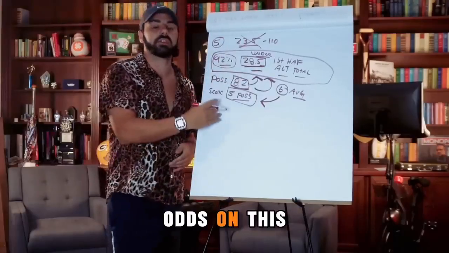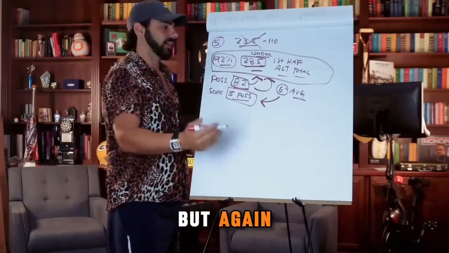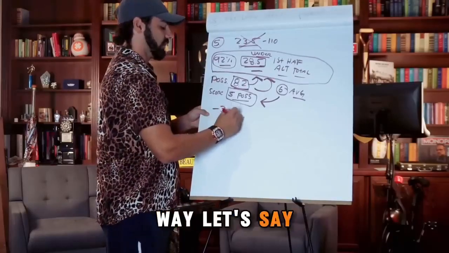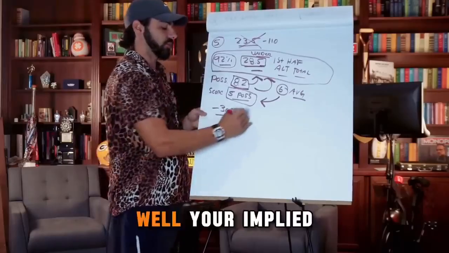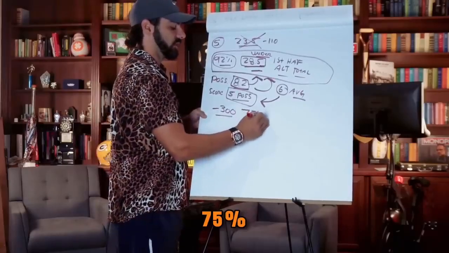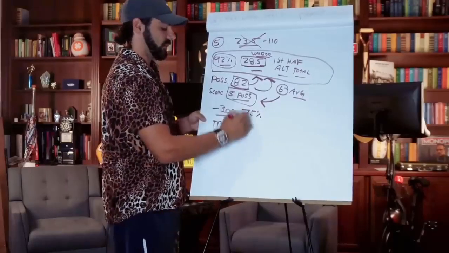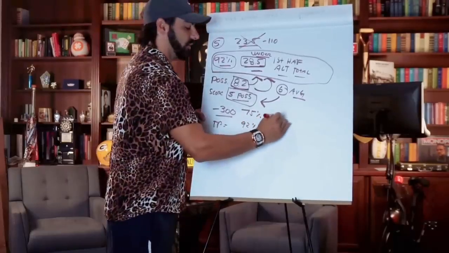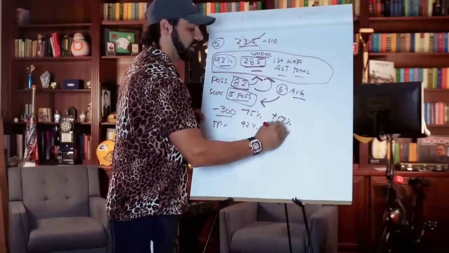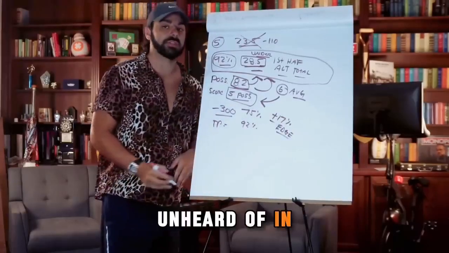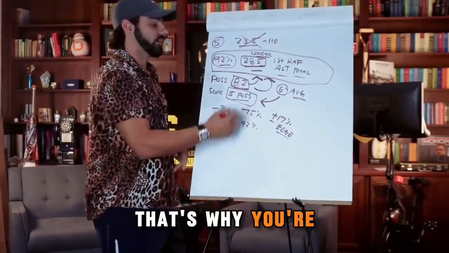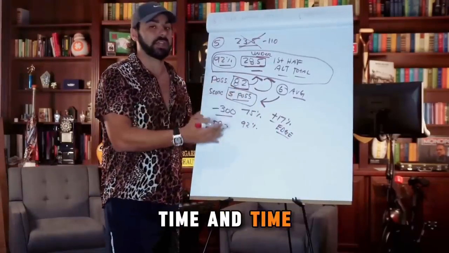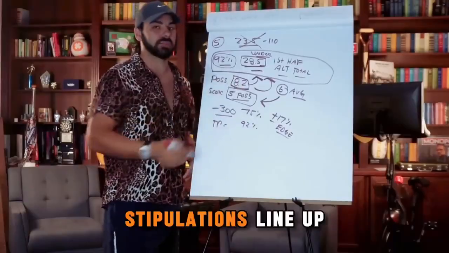And yes, the odds on this are a little bit high, but it doesn't really matter because, to be honest with you, put it this way. Let's say the odds on one of those are minus 300. Well, your implied probability there is 75%. But your true probability is actually 92%. What does that create there? That creates a plus 17% edge, which is almost unheard of in the NFL. That's why you're able to figure this out and actually profit time and time again, literally, when the stipulations line up.